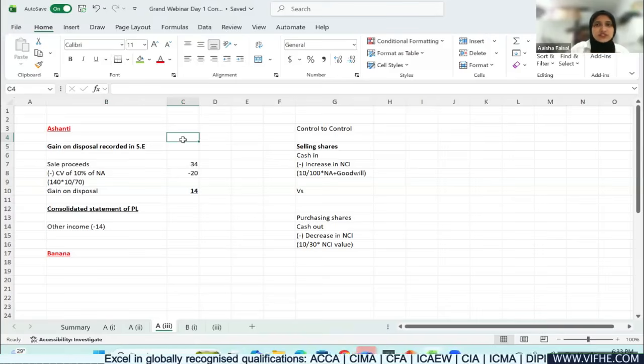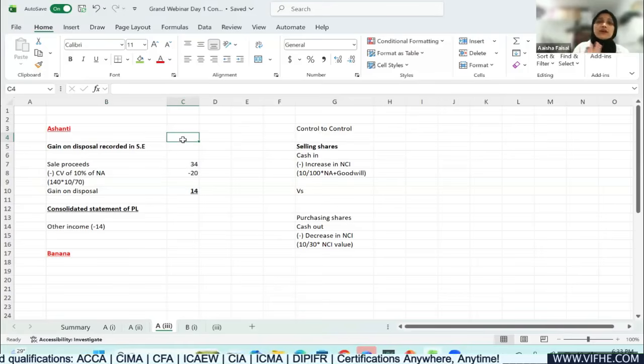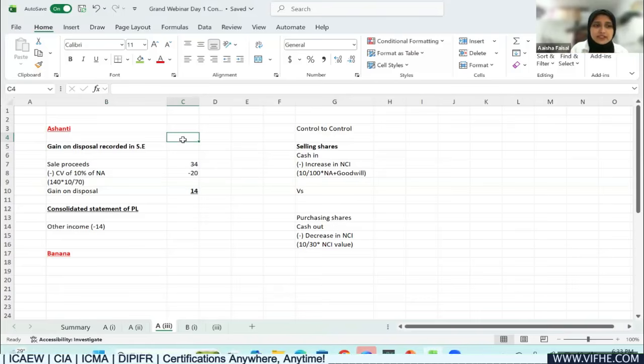They must have sold shares, so a gain or loss they must have recorded in the P&L, in the single entity, not in the consolidated. In the consolidated, to record a gain or loss is absolutely wrong. They recorded a gain or loss in the single entity, which is fine. What was the logic? How must they have recorded it? They recorded the sale proceeds minus the cost.